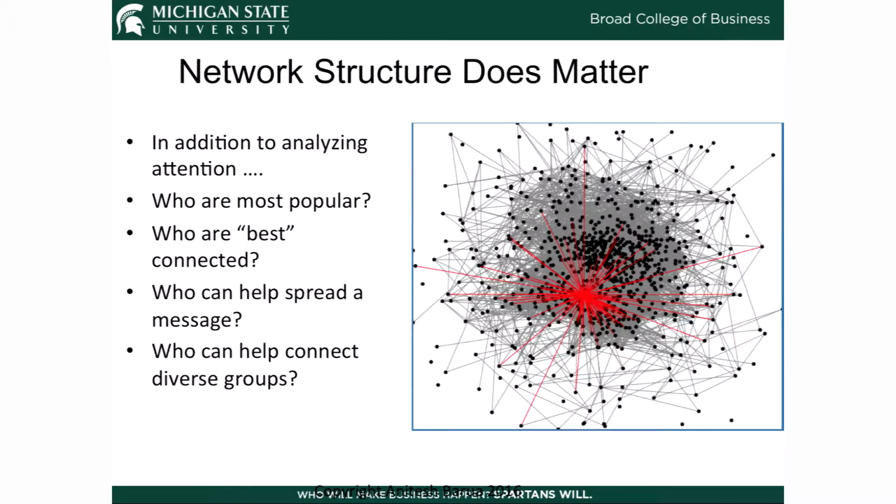And so, why does network structure matter? Because who are the most popular? Who are the best connected? Who can help spread a message? Everyone knows this stuff, right? We've been analyzing this for about 7 or 8 years now. There was this whole term of Web 2.0. So I think social network analytics started in its infancy with the whole Web 2.0 phenomenon.